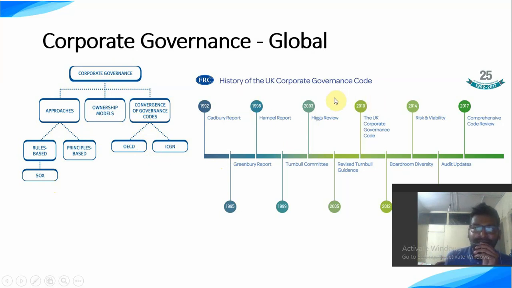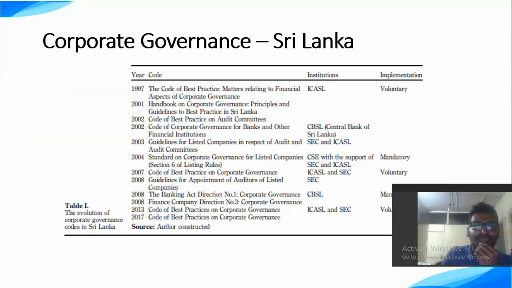Initially the corporate governance code was developed in 1992 after all these scandals started showing up, and people started to lose interest in public listed entities as well as normal private entities. After that came the Greenbury report, Hampel report, and Higgs report, and the major revision was in 2010, the UK Corporate Governance Code. This is the time when we started to get involved in developing a corporate governance code for Sri Lanka.